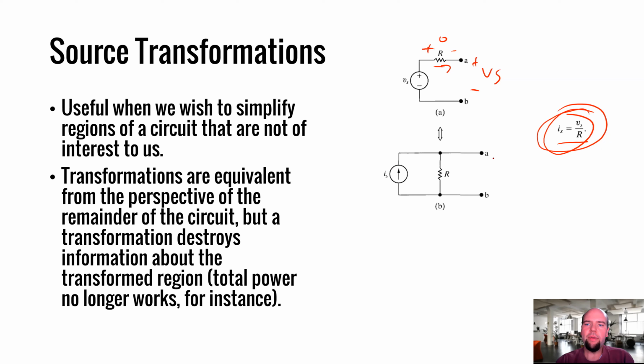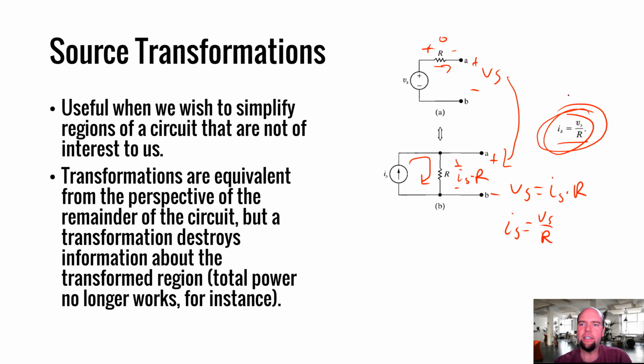What if we leave the terminals AB open? What's this voltage here? Well, we leave the terminals AB open, all of this current Is is going to flow through this resistor R. So the voltage across R is going to be Vs. Oh, sorry. The voltage across R is going to be Is times R. So the voltage across AB will be the voltage across R, which will be Is times R. So we get Vs equals Is times R. And rewriting that, we get Is equals Vs over R.